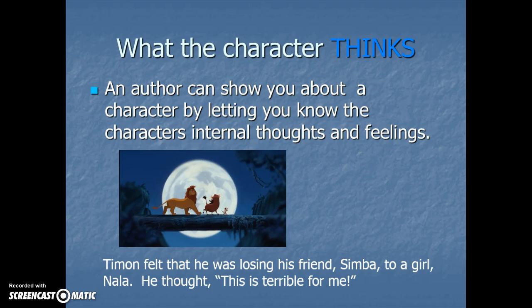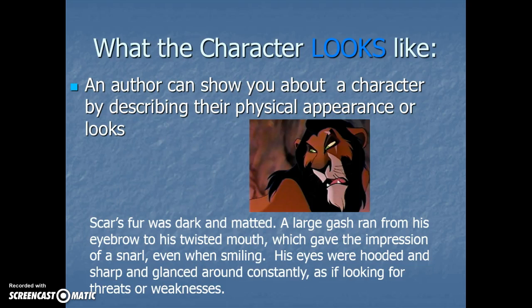Authors also can show you about a character by letting you know the character's internal thoughts and feelings. For example, Timon might have been said to have thought that he was losing his friend Simba to a girl, Nala, and he thought, "This is terrible for me." So authors will oftentimes reveal what a character is actually thinking in a story.